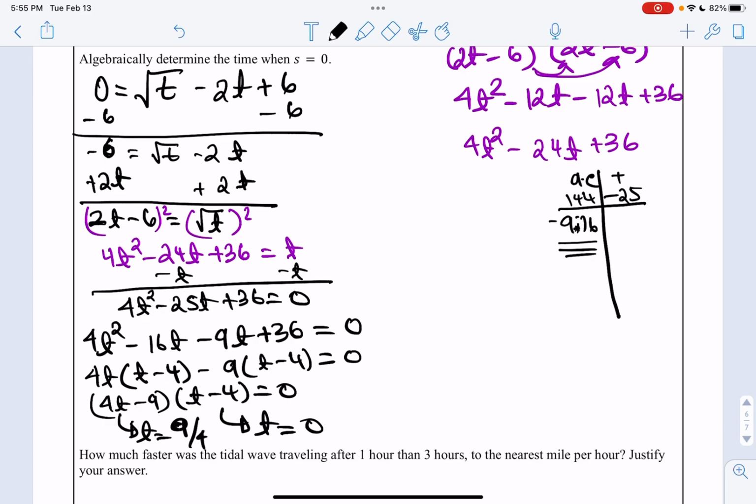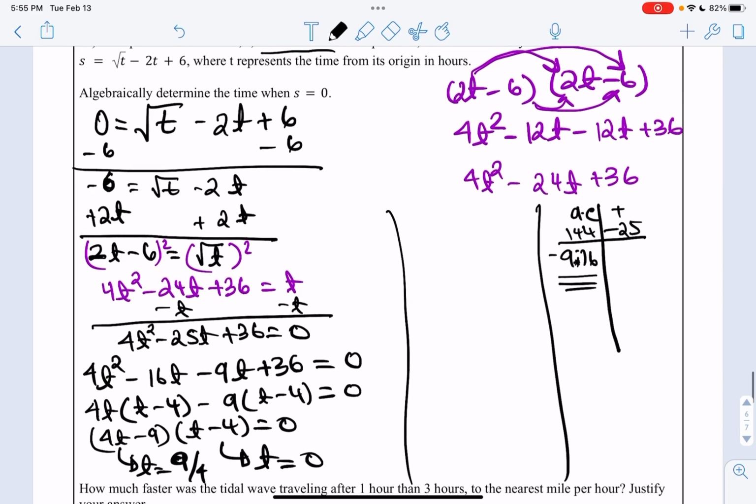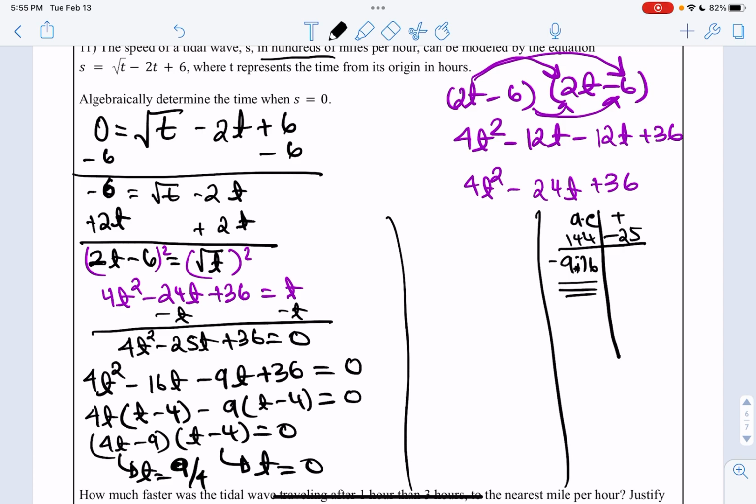We cannot stop there since it was technically a radical equation. We have to go back to the beginning, and we have to check for our answers. So we're going to do the check for t is equal to 9 over 4 and t is equal to 4. Let's do the 9 over 4 first. So 0 is equal to radical 9 over 4, instead of radical t, radical 9 over 4, minus 2 times 9 over 4 plus 6.